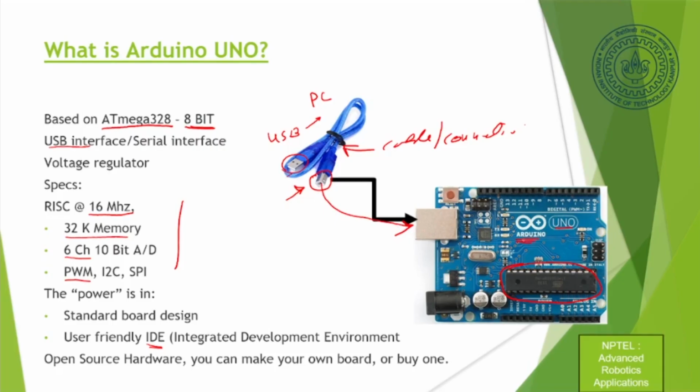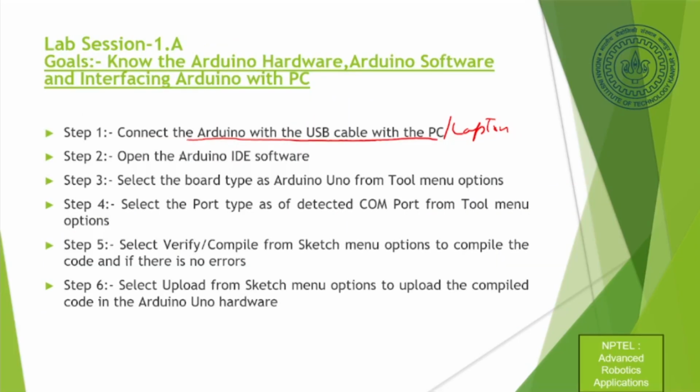Now this board can be Arduino Uno, it can be Fio, it can be something else. So the computer doesn't know which board you have connected. The first thing that we need to do is configure the board. So connect the Arduino with the USB cable with the PC, open the Arduino IDE software, select the board type as Arduino Uno, that's the one we'll be using. Or if you're using some other board, you can choose that board.